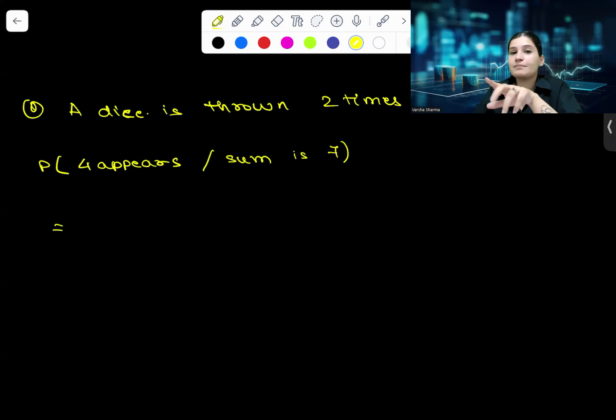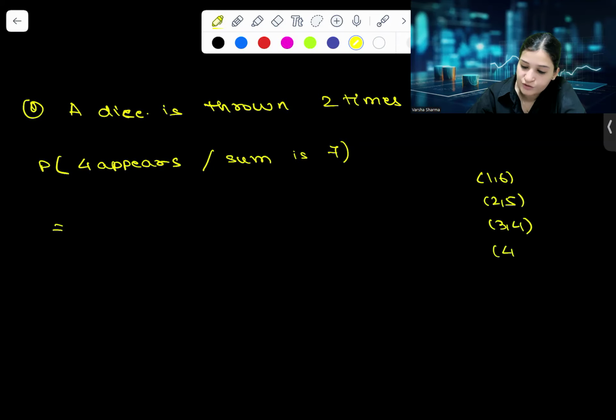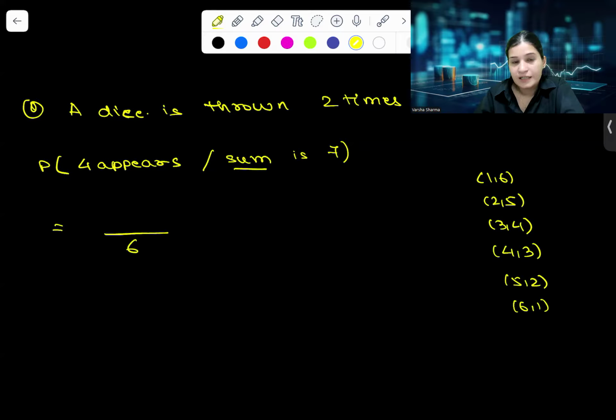In dice, how many outcomes give you a sum of 7? We have 1,6; 2,5; 3,4; 4,3; 5,2; 6,1. How many? 6. So the first event is written in the denominator. Now for the numerator, we write the intersection, right?